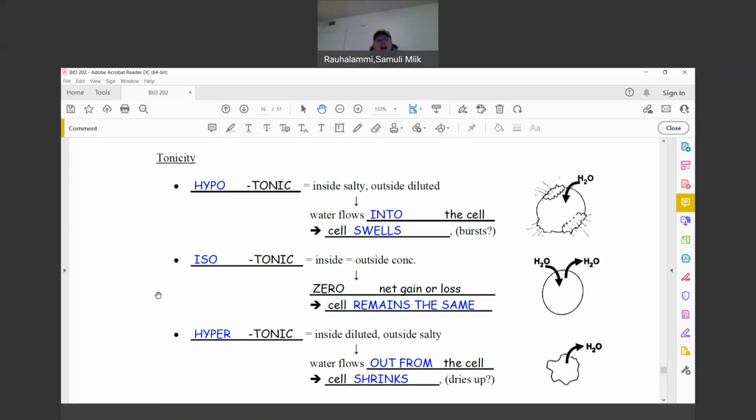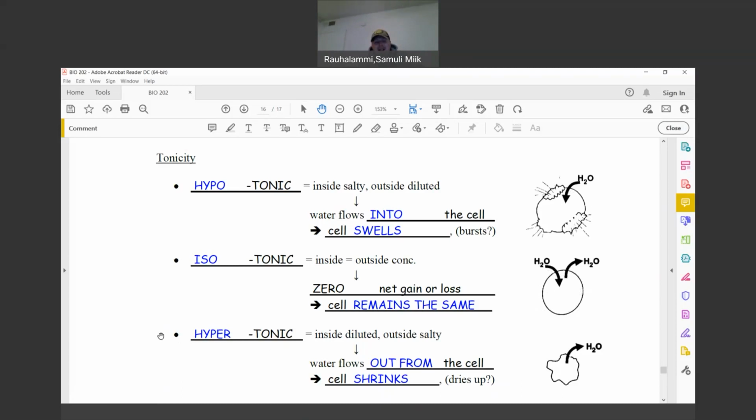even burst. Isotonic cells, you remember my mnemonic for that was iso-perfect. These cells gain some water, lose some water, but overall there's no net change in the water content, and the cell remains the same size. It's perfect. It doesn't need to change.